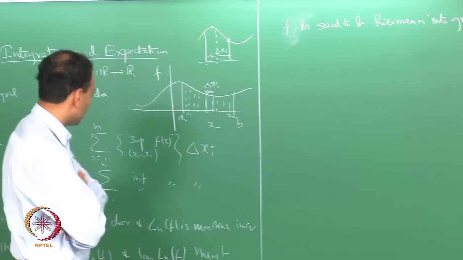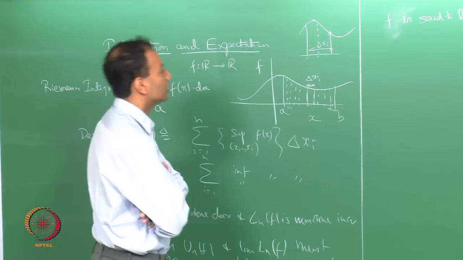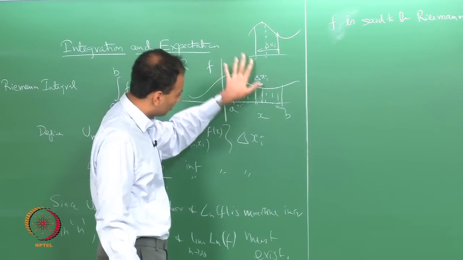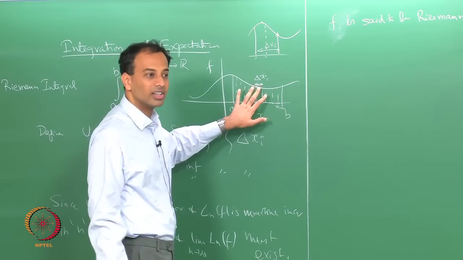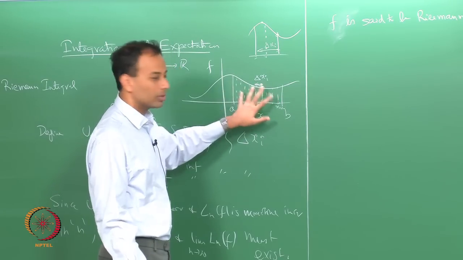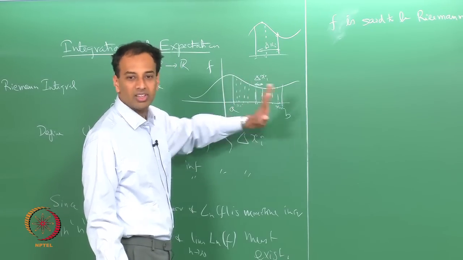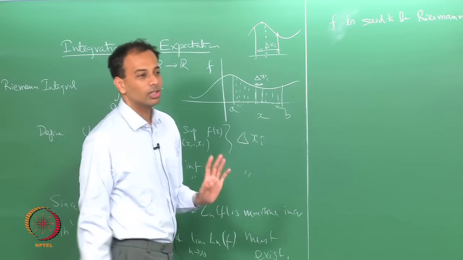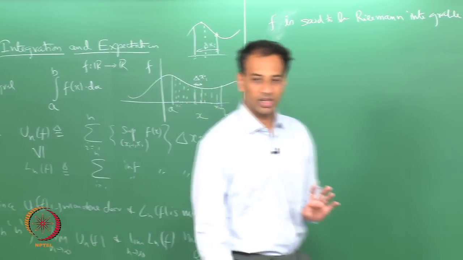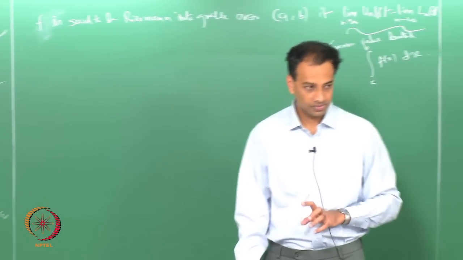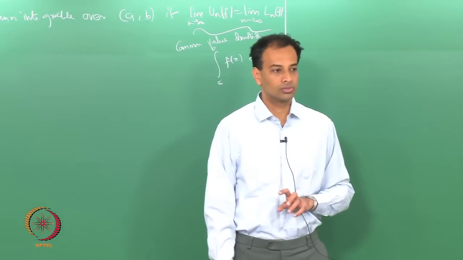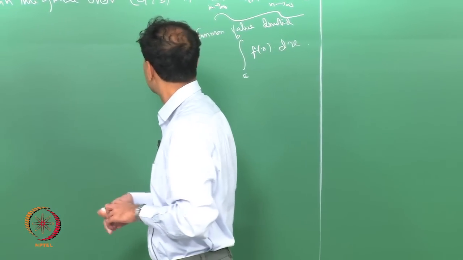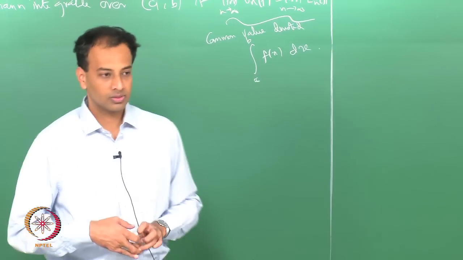One nice thing about this Riemann integral is that if f is Riemann integrable, how you create the partition is irrelevant. You can create equal partitions, unequal partitions, whichever way you like. As long as each delta x i goes to 0, you have the same value of the integral, and that can be shown. Any questions?